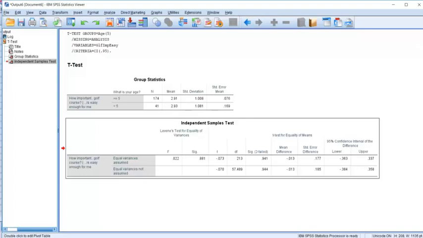If you haven't watched the video on how to do a t-test with 2 separate groups, you might want to check that out as well.